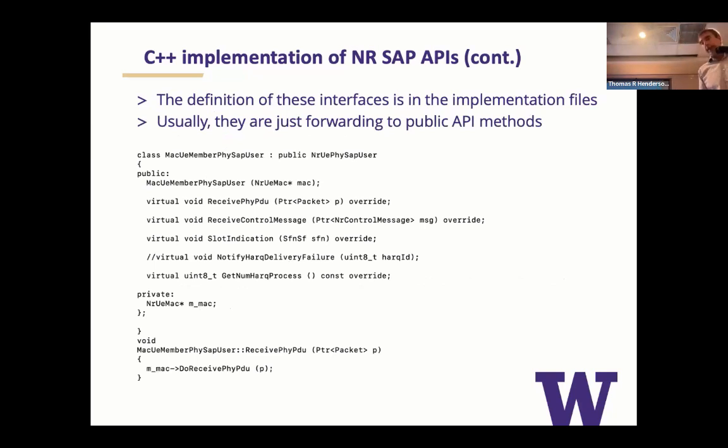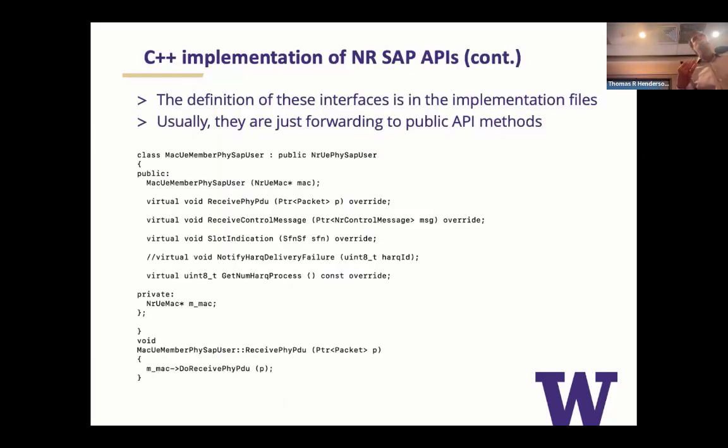And then if you go look at the actual implementation of one of these objects, they're basically forwarding objects that forward to the public API methods. So for instance, the implementation of receive a phi PDU calls on the MAC layer an instance of a different method, do receive phi PDU. And privately, it just holds a pointer to an instance of this NRUE MAC.